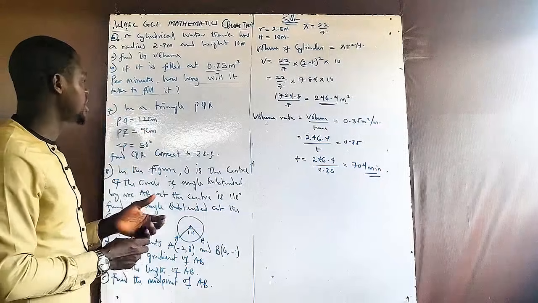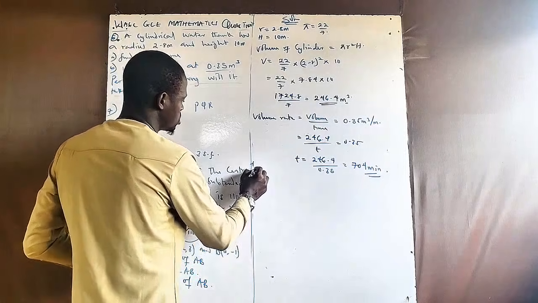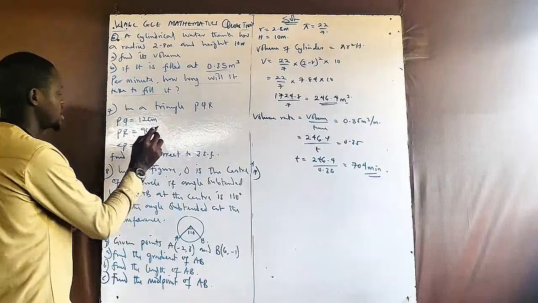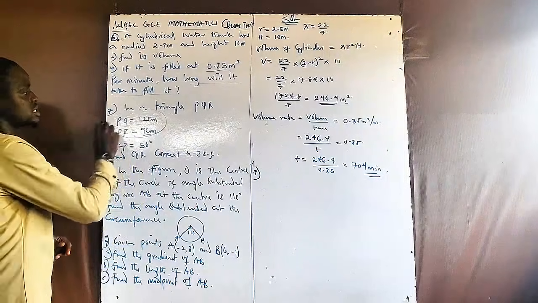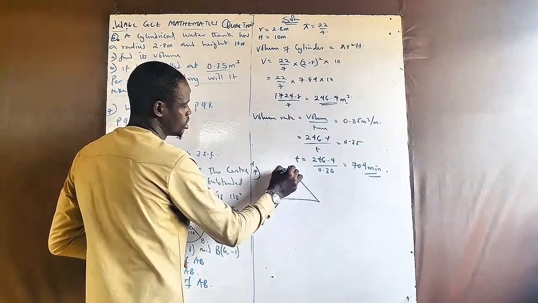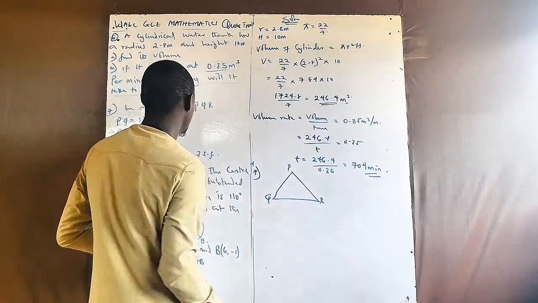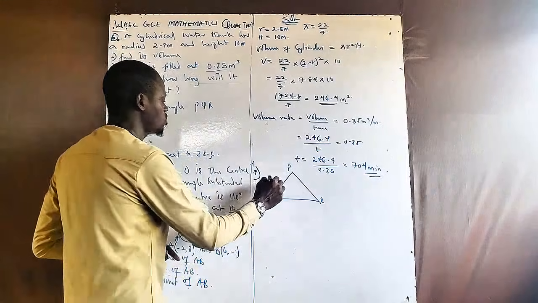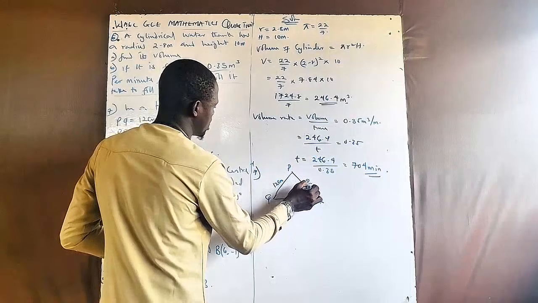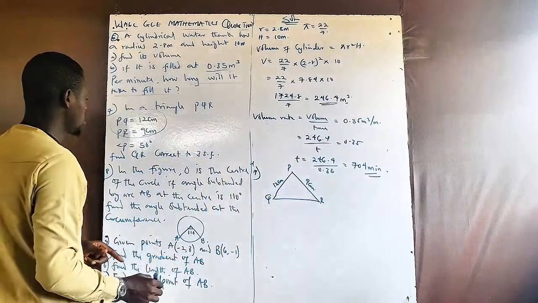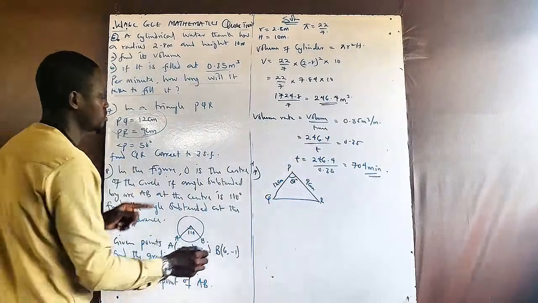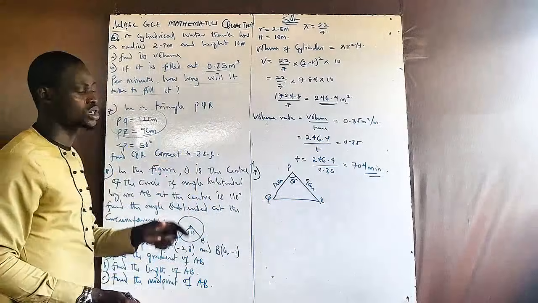Let's move on to question 7. In question 7, they said PQ is 12 centimeter and PR is 9 centimeter. Whenever you are given this, it is a triangle PQR. The length of PQ is 12 centimeter, and the length of PR is 9 centimeter. Angle P is 50 degree. They say find QR, correct to 3 significant figure.